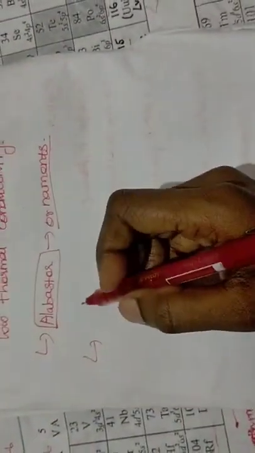The hardness of gypsum is in the range of 1.5 to 2 on the Mohs hardness scale. Its specific gravity is 2.3 to 2.4. This is the range of specific gravity of gypsum, and this is the range of hardness of gypsum. So we have learned the properties of gypsum. Now, uses of gypsum.